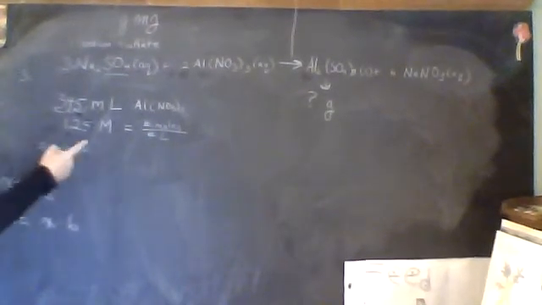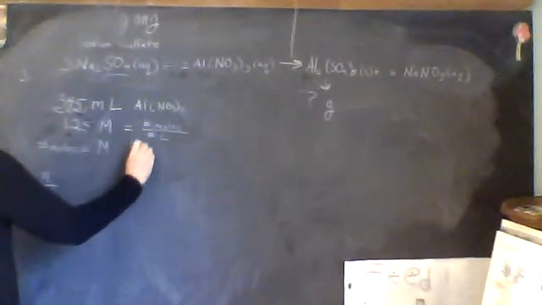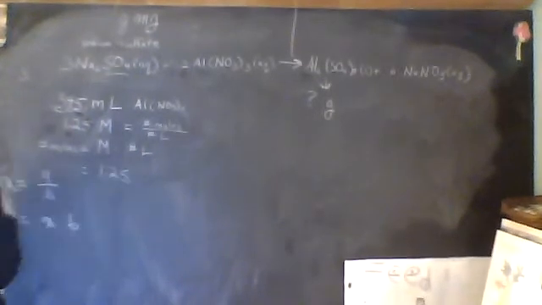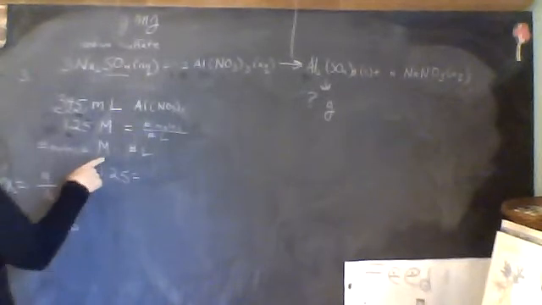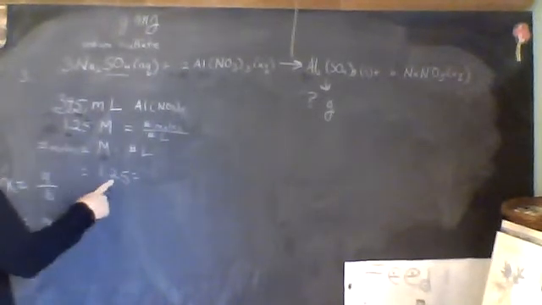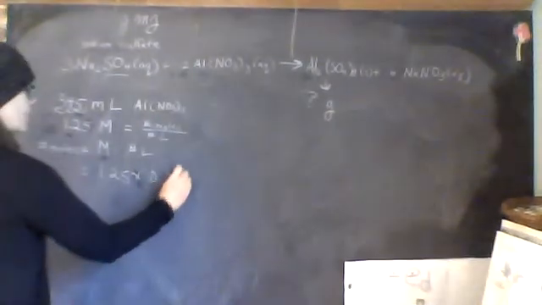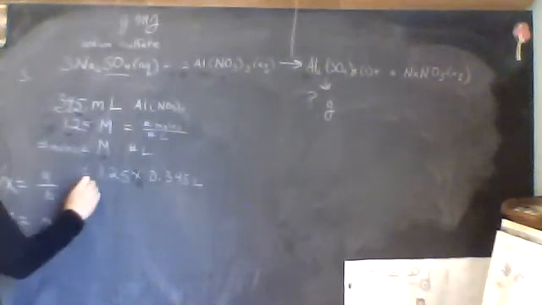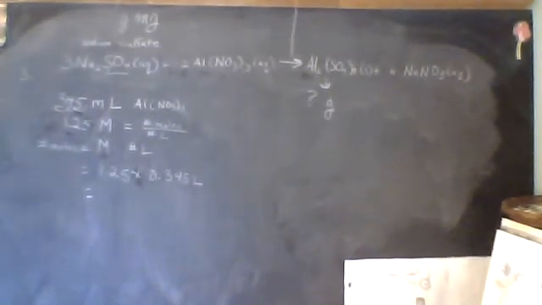The number of moles equals molarity times the number of liters. Okay, so the molarity is 1.25. I keep saying moles, but you know what I mean. And the number of liters is 0.345 liters, as we figured out up here. We will do that calculation on the calculator.